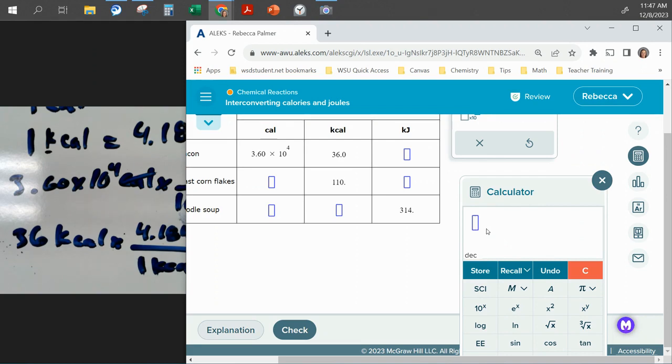So 36, and then times 4.184, and that gives me a decimal. I need 3 significant digits, so I'm going to round to 151, and I'm going to put a decimal at the end.